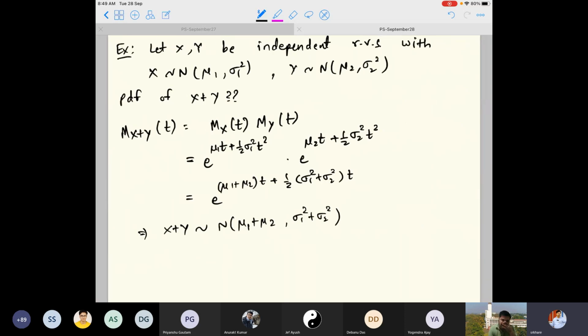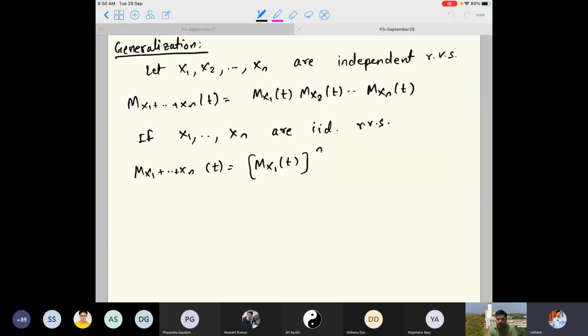The same thing can apply to normal random variables. So you will have X1 plus X2 plus up to Xn following normal with mean mu1 plus mu2 plus up to mun, and variance sigma1 square plus sigma2 square plus up to sigma n square. And if all the Xi's are IID, then you will have n mu and n sigma square, right? So that's what you do. I hope these things are clear, right?